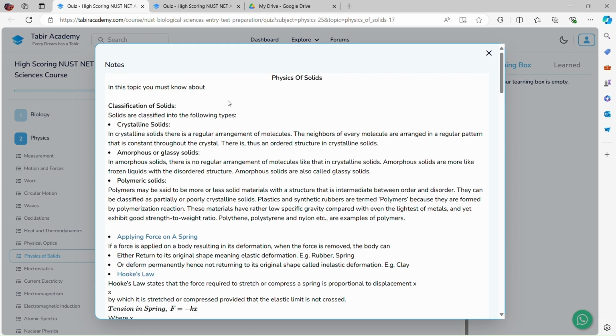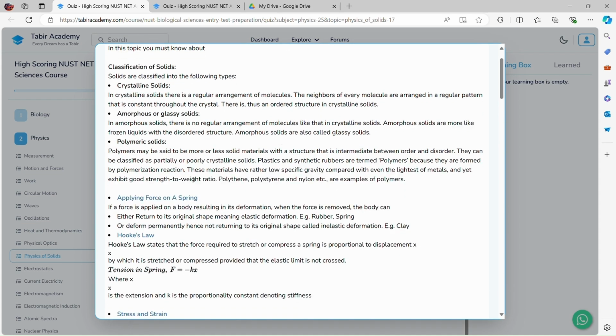Plastics and synthetic rubbers are termed polymers because they are formed by a polymerization reaction. These materials have rather low specific gravity compared with even the lightest of metals, and yet exhibit a good strength to weight ratio. Polythene, polystyrene, nylon, etc. are examples of polymers.